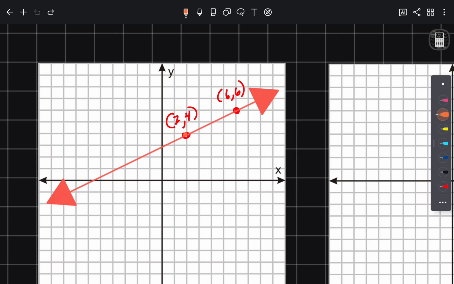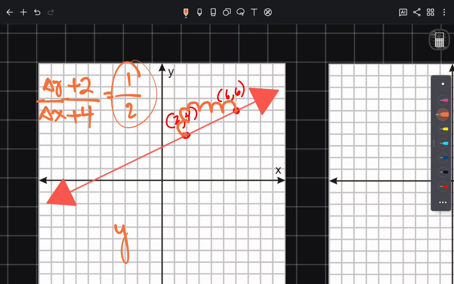So check this out. Up 1, 2, now I'm even with the other point. So I went rise of plus 2, so change in y. And then I went over 1, 2, 3, 4. So I went over to the right 4. So that was my change in x. We can simplify this and get a slope of 1/2. So if we were to write an equation for this so far, we can see this crossing through at positive 3. We could say y equals 1/2 x plus 3.